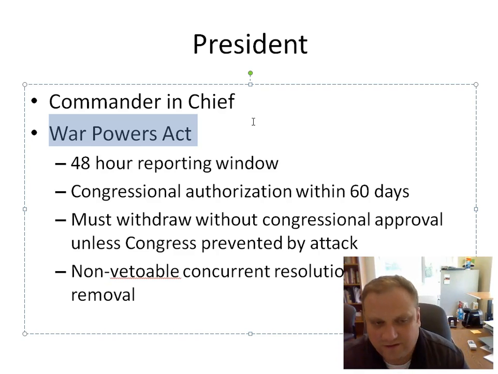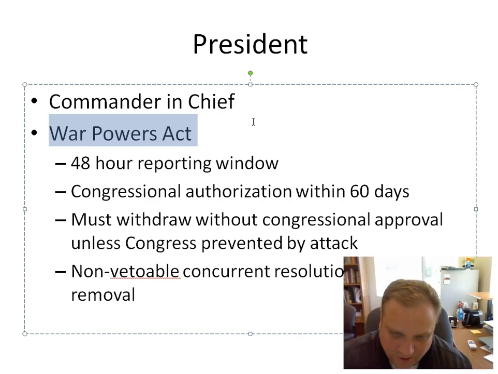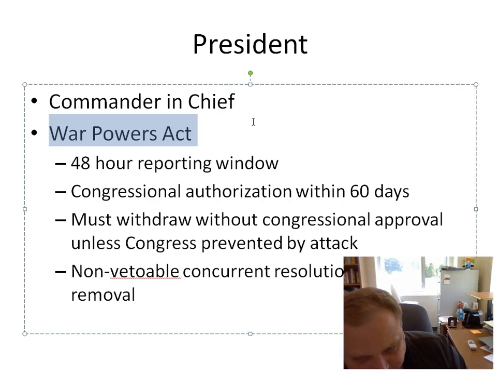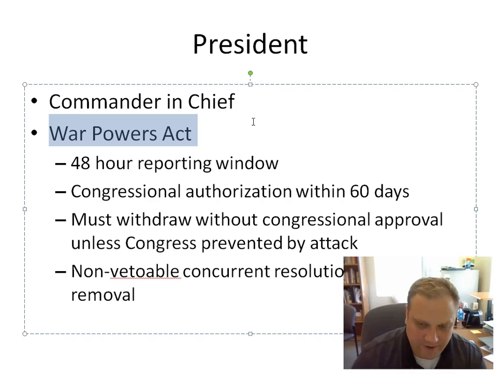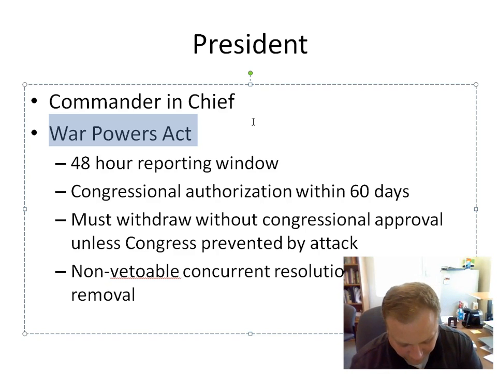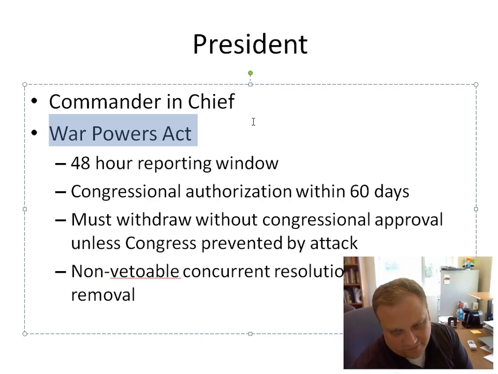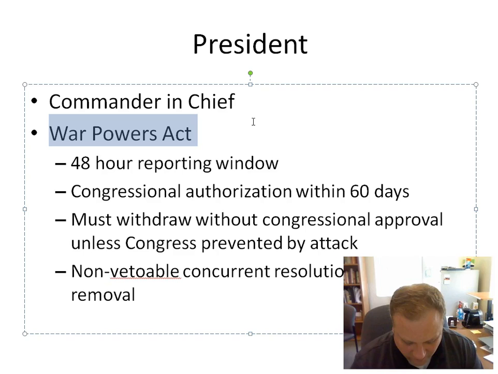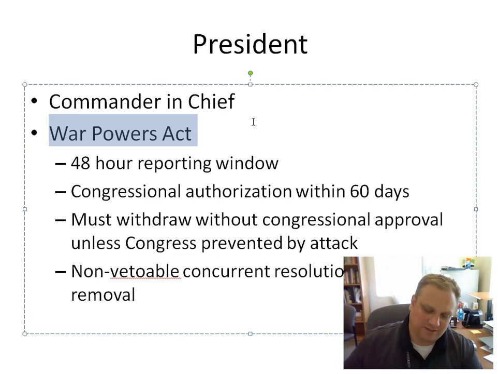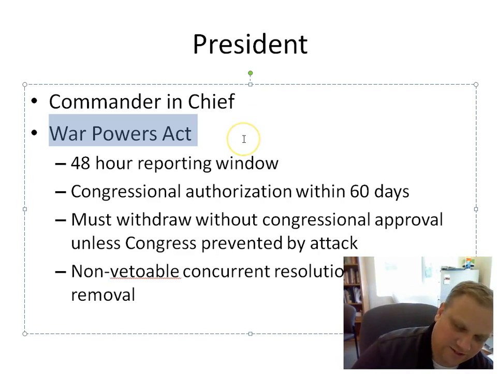Within 60 days, if it's going to be more than 60 days, the president needs a congressional authorization. Also, without congressional authorization, the president must withdraw those troops unless Congress was prevented from meeting by some sort of attack. And if Congress passes a non-vetoable concurrent resolution, which the president may not veto, which directs the removal of U.S. troops, the president must comply. So, there are checks on the president's ability to use the armed forces as he wishes.